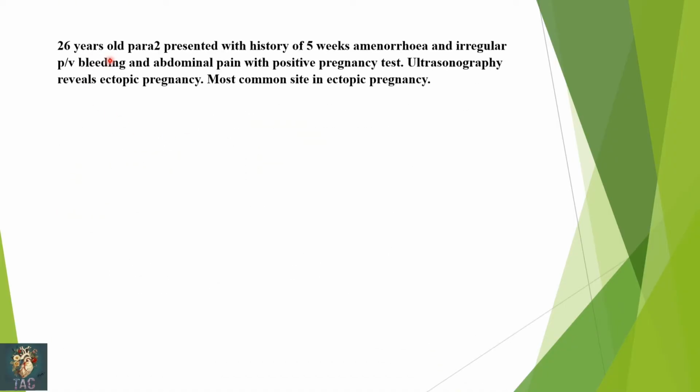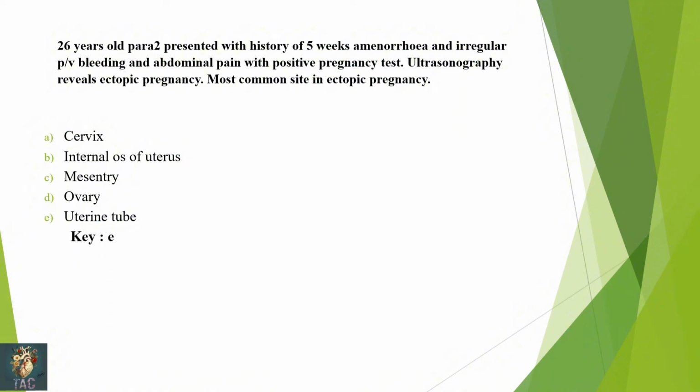Next question is: a 26-year-old para 2 presented with a history of 5 weeks of amenorrhea, irregular vaginal bleeding and abdominal pain with a positive pregnancy test. Ultrasonography reveals ectopic pregnancy. So the most common site for the ectopic pregnancy is either the cervix, that is the internal os of uterus, mesentery, ovaries, or uterine tube. So these are all sites where ectopic pregnancy can take place, but the most common site is the uterine tube. So this is the correct option.